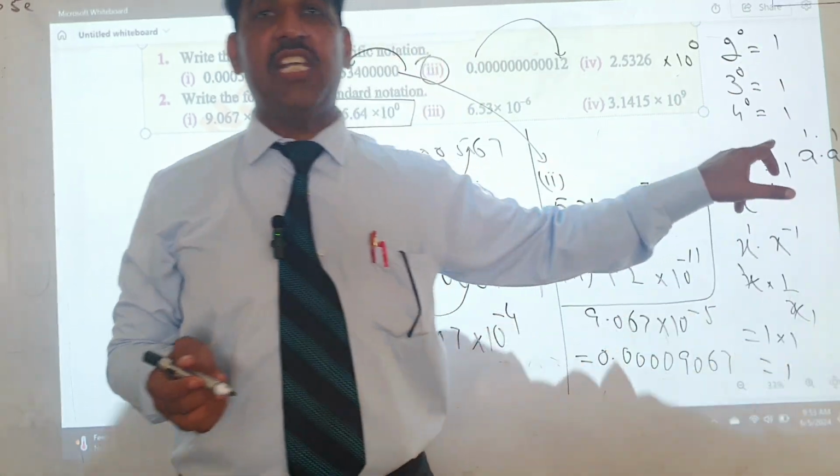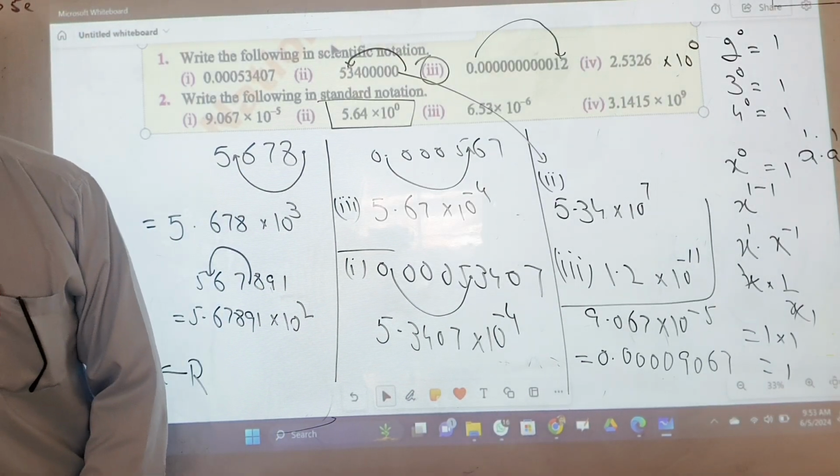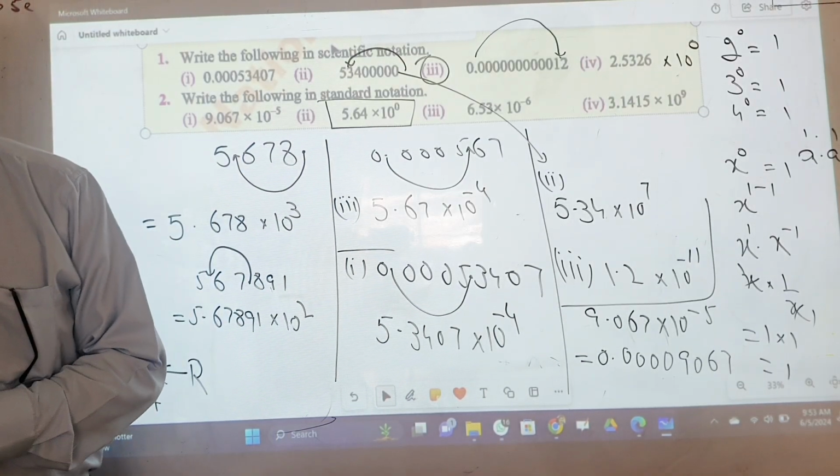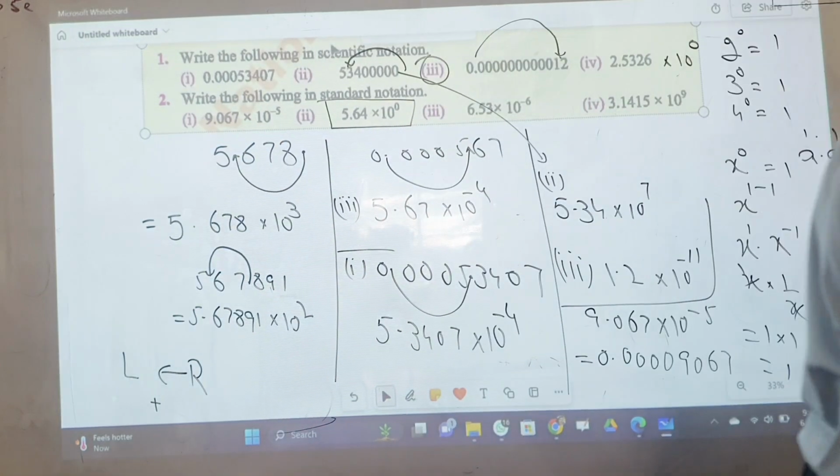That's why any variable or any constant whose power is 0 is equal to 1. Is that clear? Write this down, and also write the remaining questions in your notebook now. Good.